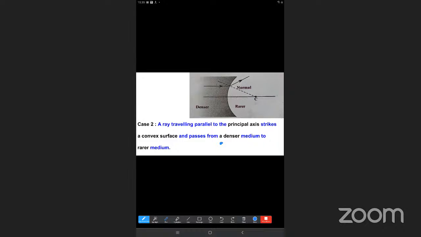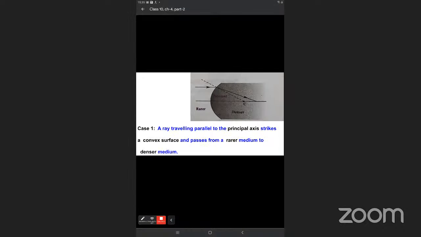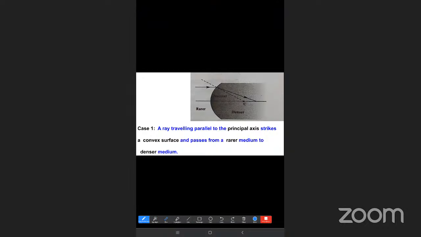So you can see the medium denser to rarer here. We observed in the before case rarer to denser. Here the light ray is towards the normal. The refracted ray is towards the normal here.